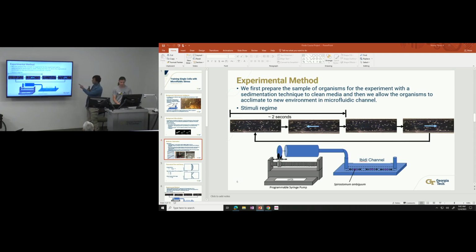Here is the stimuli regime. So first they're steady, and then I turn on the flow with the syringe pump here, and then they'll go in one direction for about 2 seconds, and then I will reverse the direction, and they'll be steady for a little bit again, and then they'll go in the other direction. And I'll just do this over and over again. I did that for about 25 minutes.